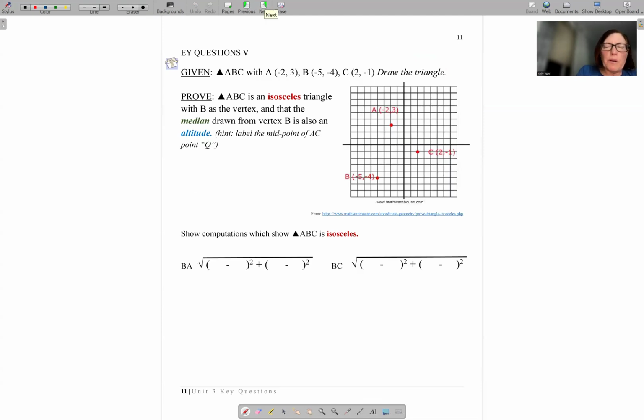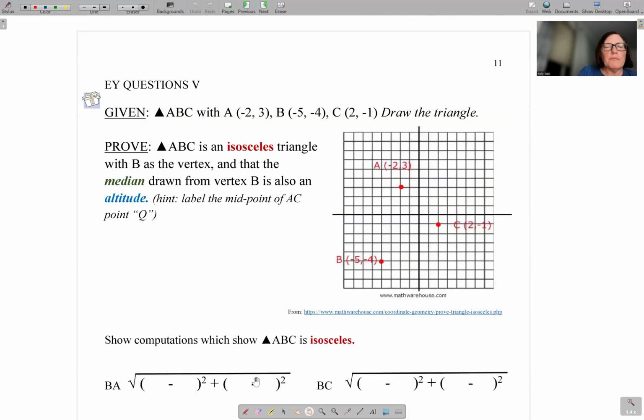Okay, for this problem, I suggest you do everything you can by yourself. Most of you did most of this in class. But if you didn't, you're going to work on it now, 5 minutes, all by yourself. Try to do what you can on your own. Pause the video.